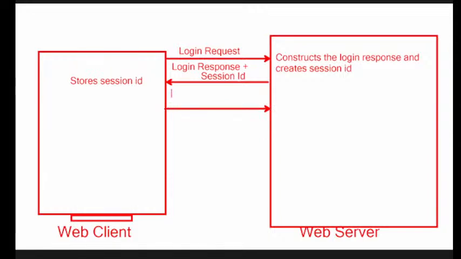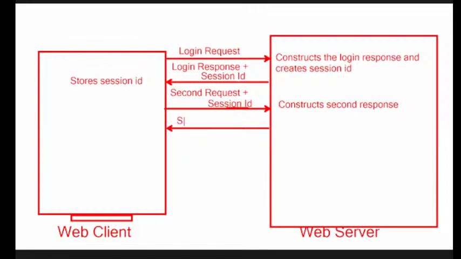After that, the second request. What will happen? The second request comes, the session ID comes. Then it will understand whose client it is with that ID. It can recognize. Okay. Now it constructs the response. Third request and session ID. Here also, third response and session ID.